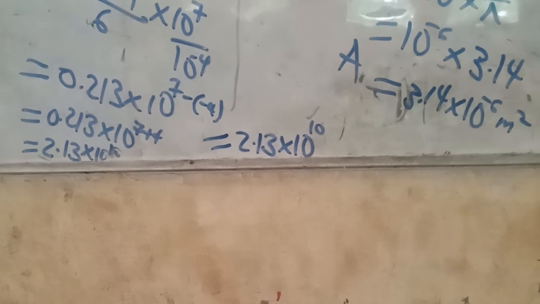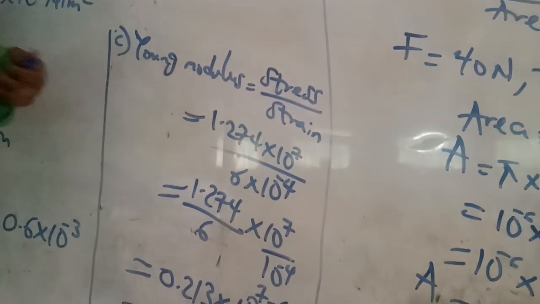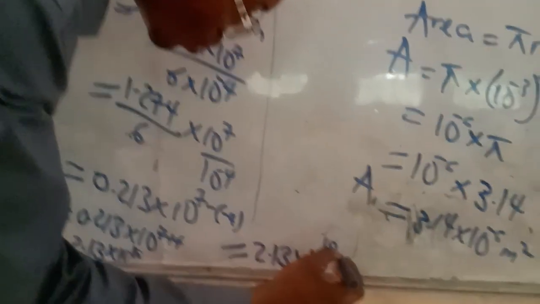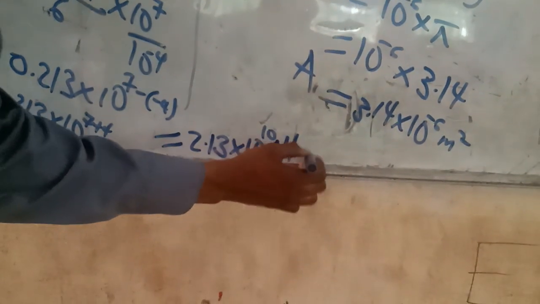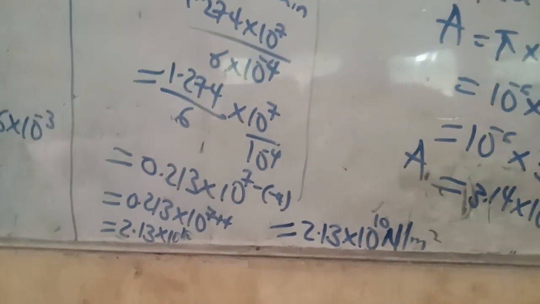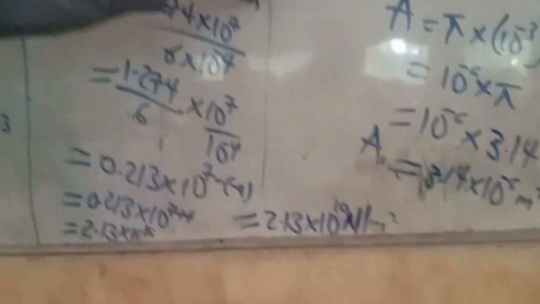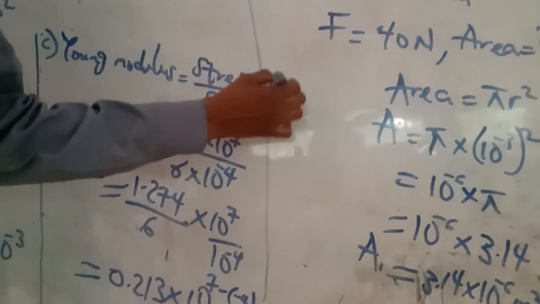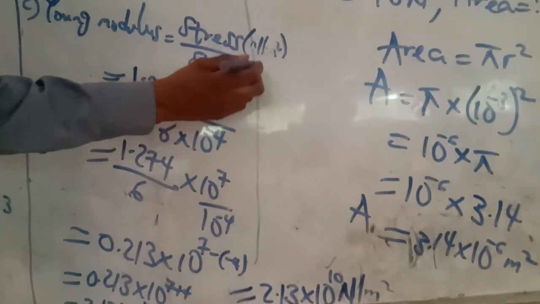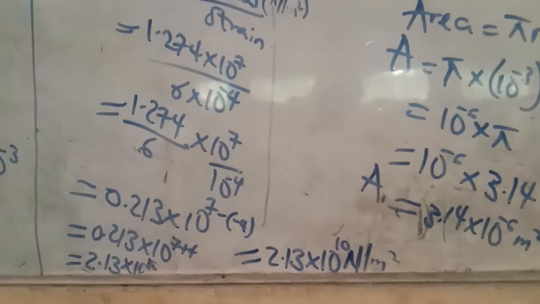Now, always note that the unit of Young modulus is Newton per meter square. Stress has the unit Newton per meter square, while strain has no unit. So by the time we divide it, it will be Newton per meter square.